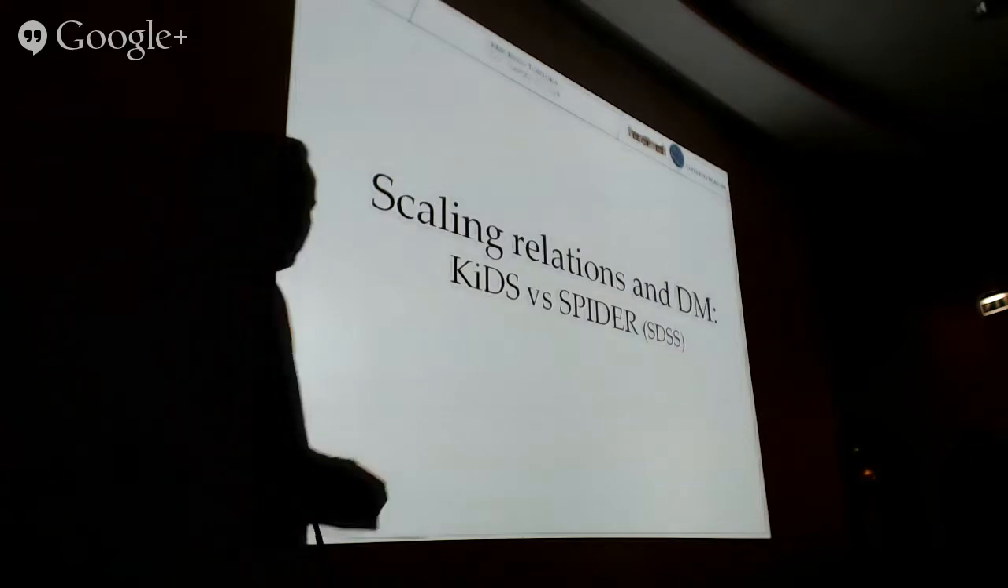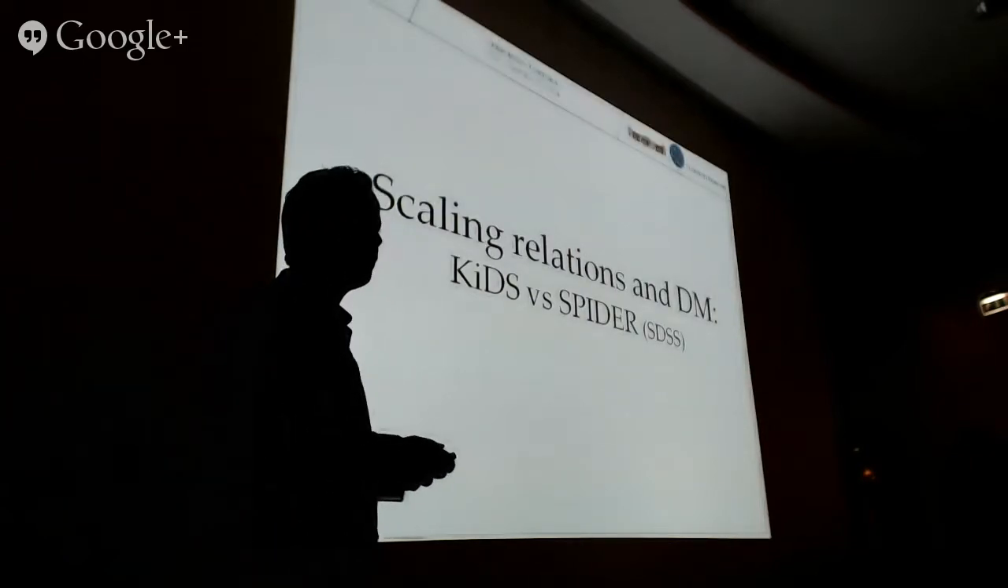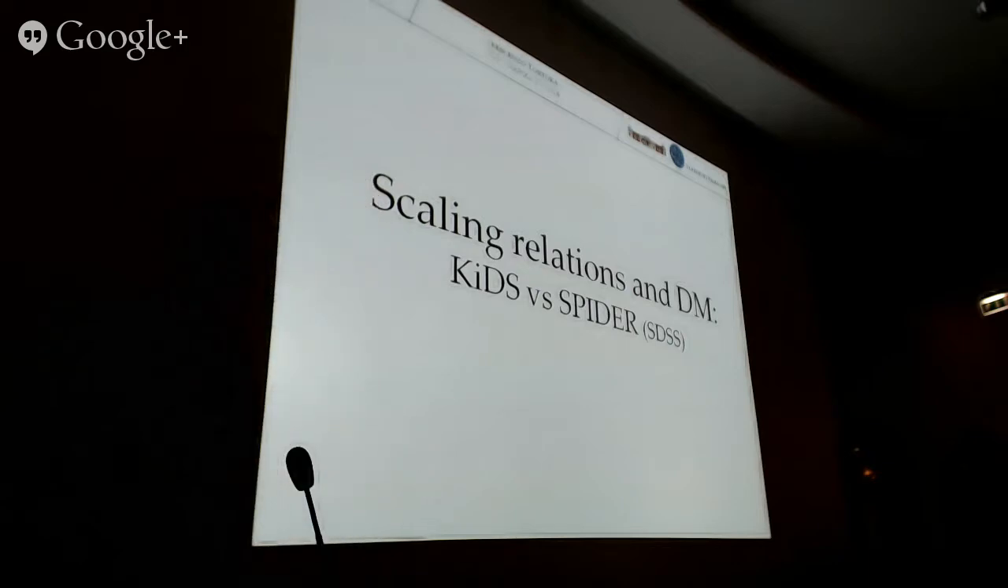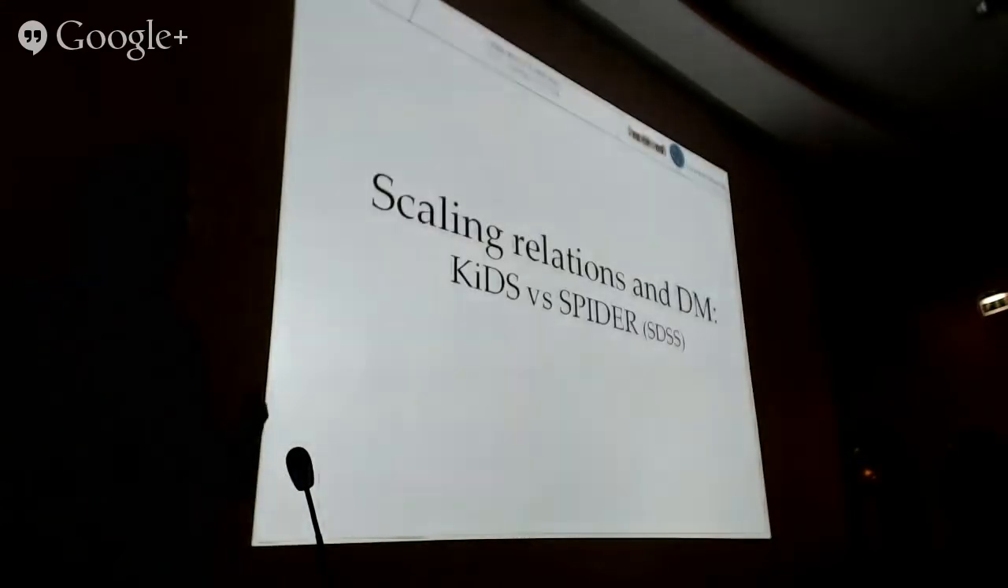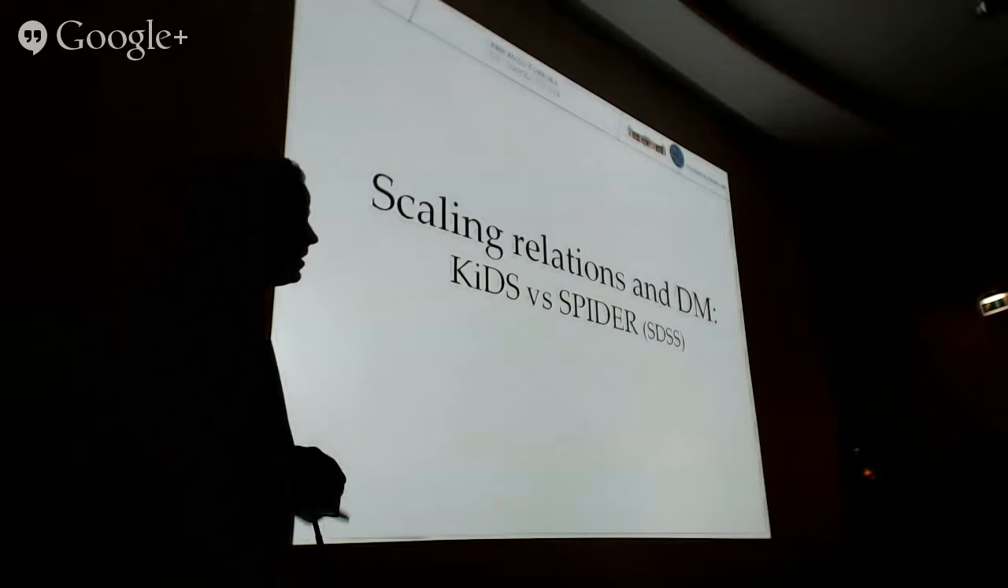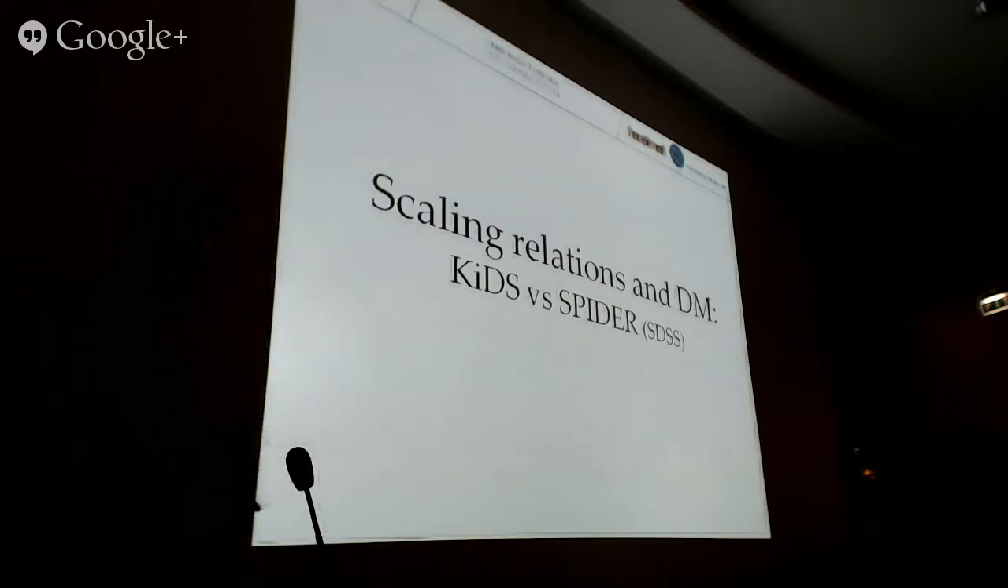A few slides. This part is about scaling relations and dark matter fraction. One of our aims is to investigate scaling relations in galaxies, and also the dark matter content in the central regions of galaxies. I will compare our results for KiDS with the same results for a sample of local galaxies, which is from SPIDER.